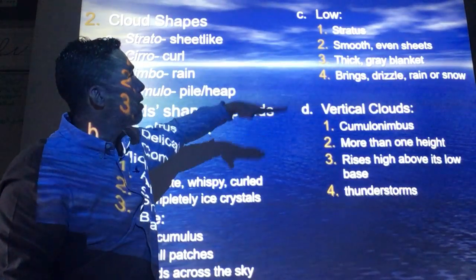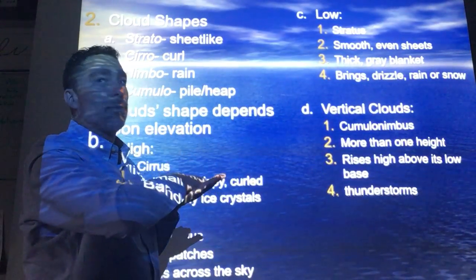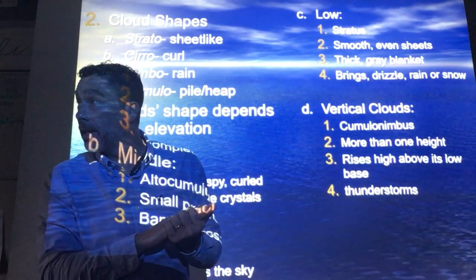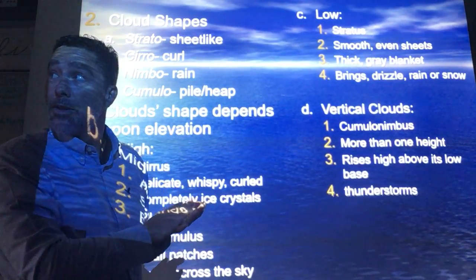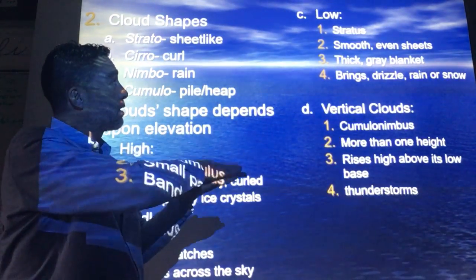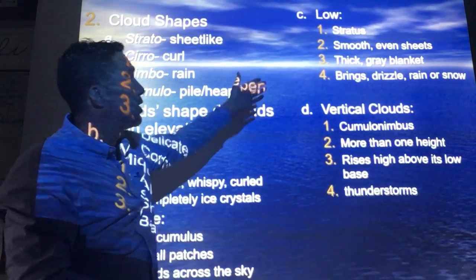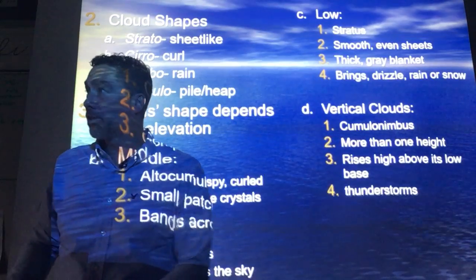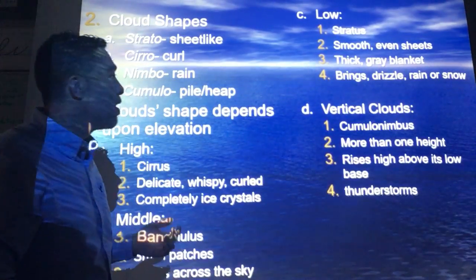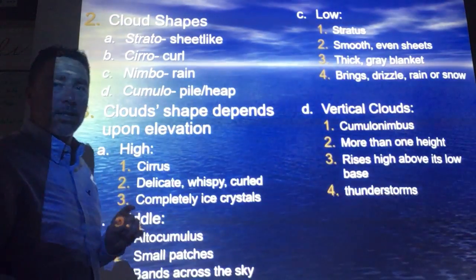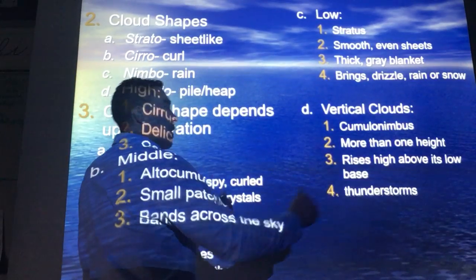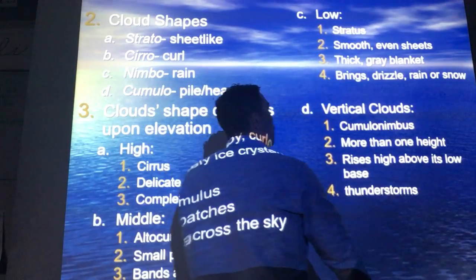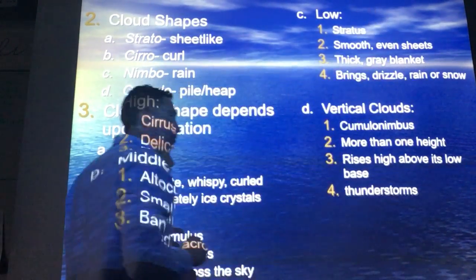And then the very low clouds are usually going to be stratus. That's what I see today. Very thick stratus, flat clouds, smooth, even sheets, thick gray blanket, brings drizzle, rain, or snow, which is kind of what today is. The vertical clouds, that would be on the last slide, that big tall one that we had.